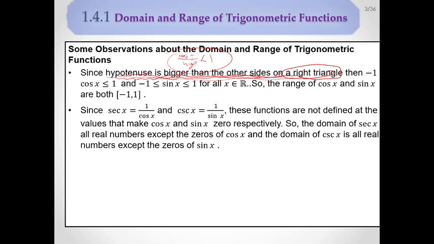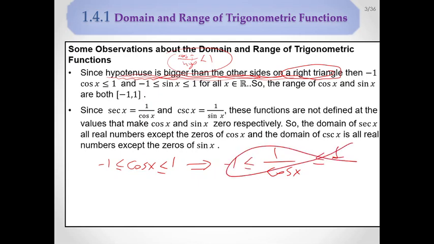Now, one thing we have to mention here is their ranges. What about if cosine x is bigger than minus 1 and less than 1? So what can you say about 1 over cosine x? The thing is, it's not easy. We cannot just flip and say, hey, it's this. No, this is not true.